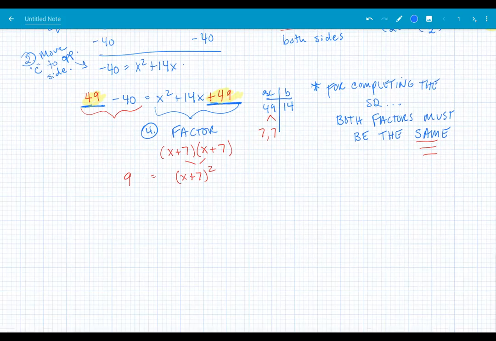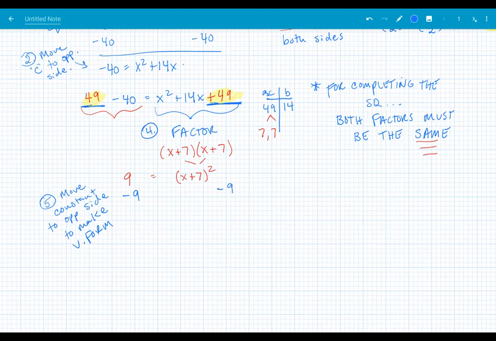So now the last step here, we're going to move this constant back over to make our vertex form. So how I'm going to move a positive 9 is by subtracting it. I can't subtract it from x plus 7 squared, so I'm going to subtract it outside. And notice this minus 9 is going to become our k value. So that just becomes 0 now, equals x plus 7 squared minus 9.